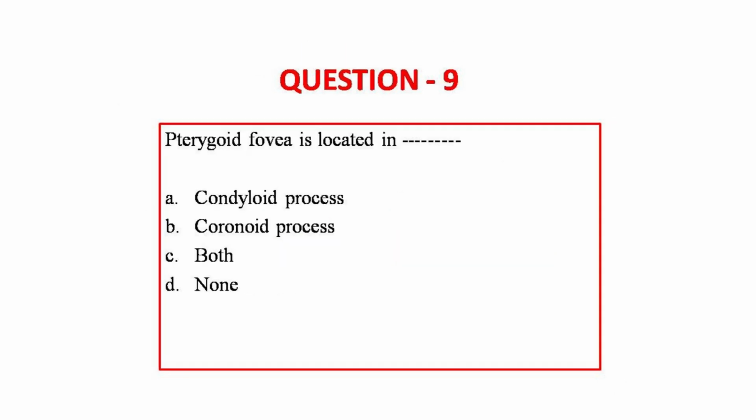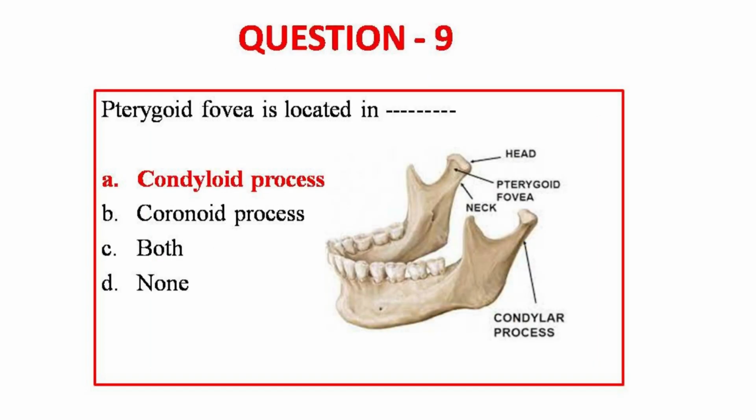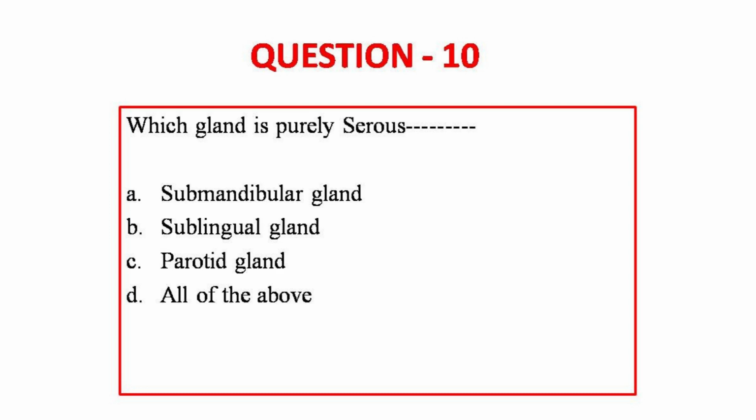Moving on to question number 9. The pterygoid fovea is located in, they've given us 4 options: the condyloid process, the coronoid process, both, and none. The answer for this question is the condyloid process, which can also be called the condylar process. You can see in this picture the condylar process, with the neck and the head of the condyle, and in between them the pterygoid fovea is present.